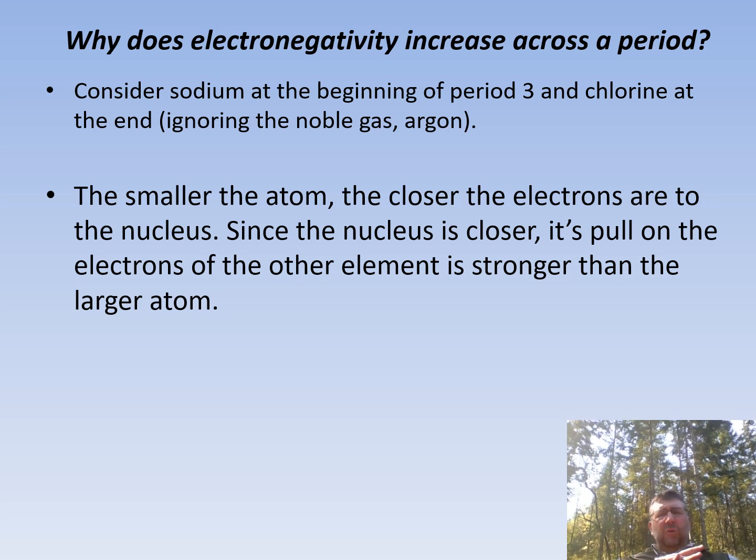Okay, so let's just summarize real quick why there is this difference across the period. As the atom gets smaller, the electrons get closer to the nucleus. And since they are closer to the nucleus, the pull on the electrons gets stronger, and therefore it is able to pull those electrons closer to it, and therefore we say that it has a higher electronegativity.